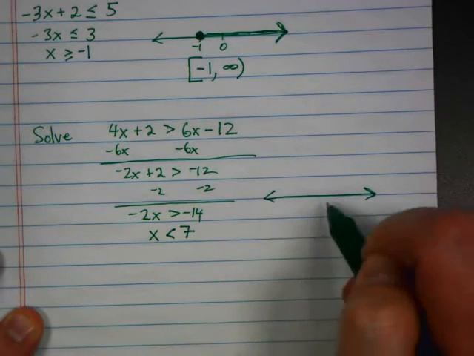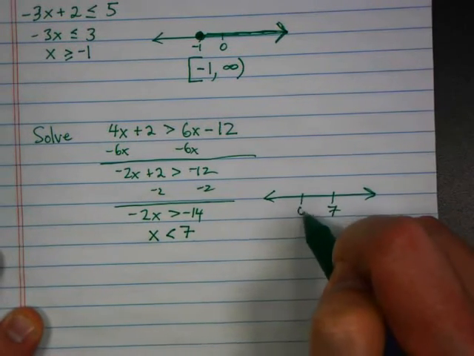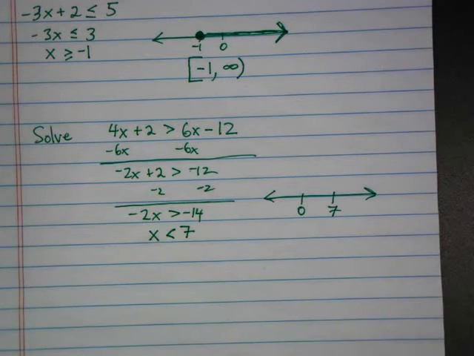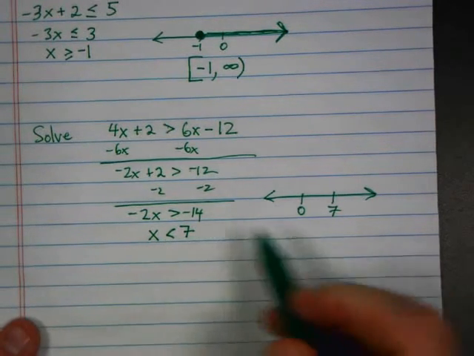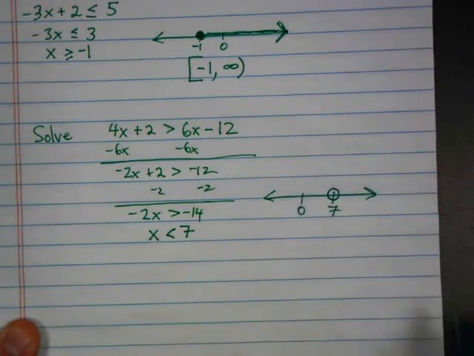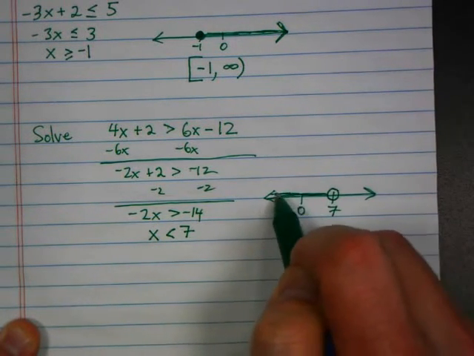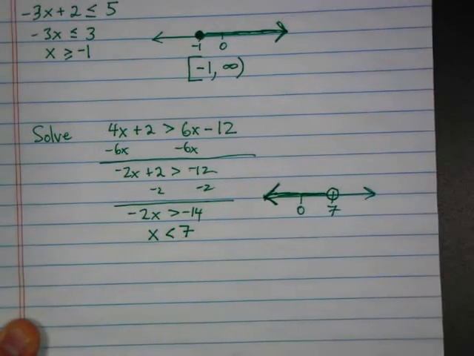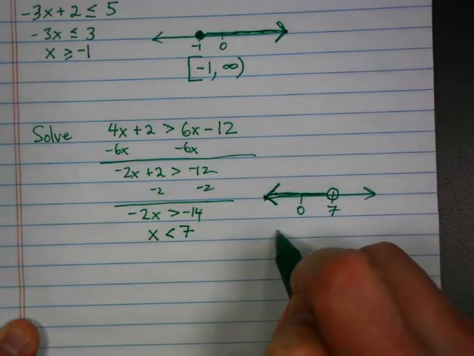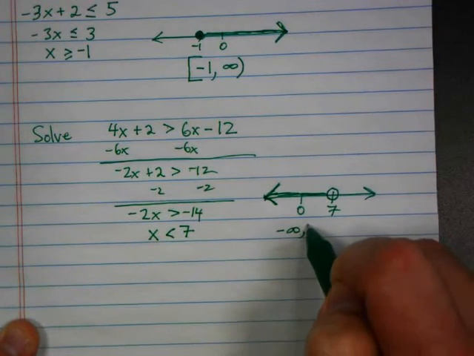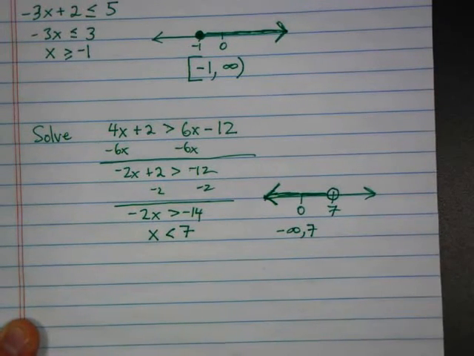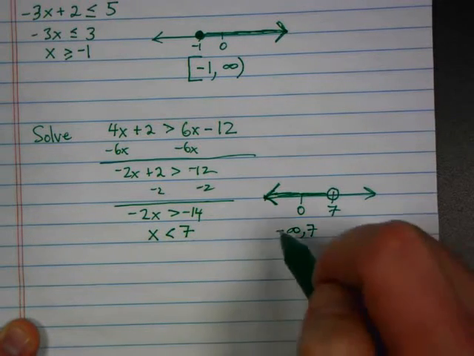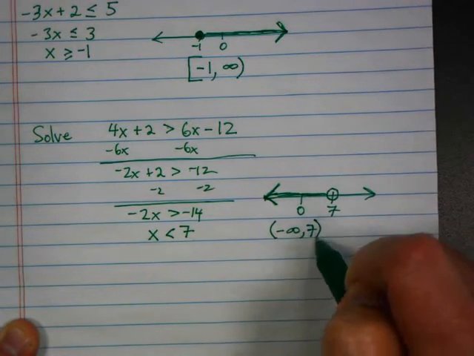Number line? There's 7 and there's 0. What symbol do I put on 7? Just a circle? Do I fill it in? No, I do not fill it in. When I have just a less than, I'm going to get just a circle. Which way do I shade? To the left. I want numbers smaller than 7, so I shade to the left. Interval notation? Negative infinity to 7. Round brackets or square brackets? Both round. No equal to's, so everything's going to get a round one.